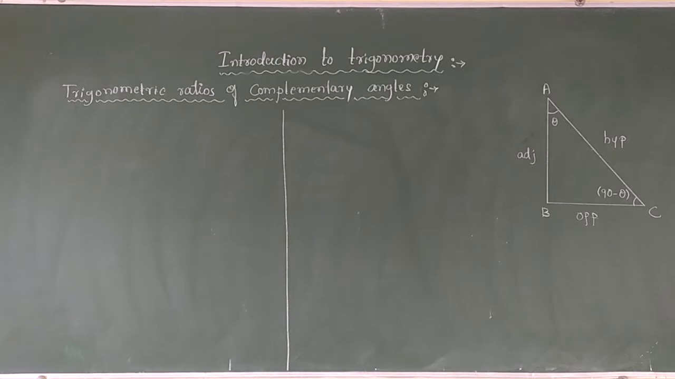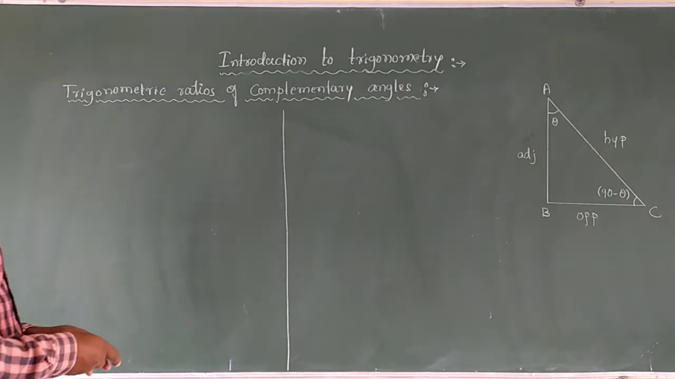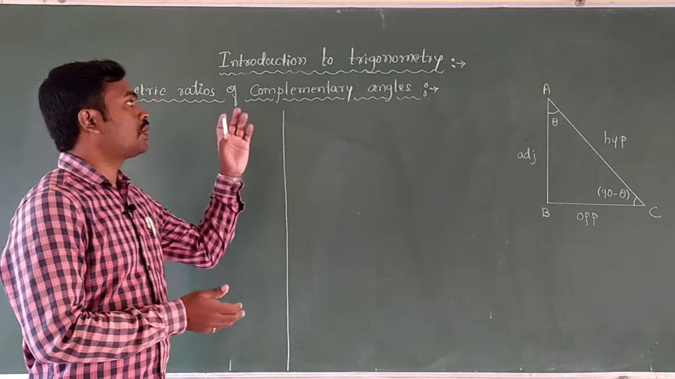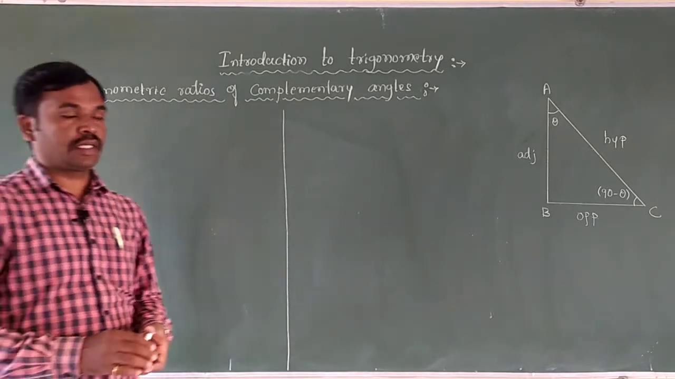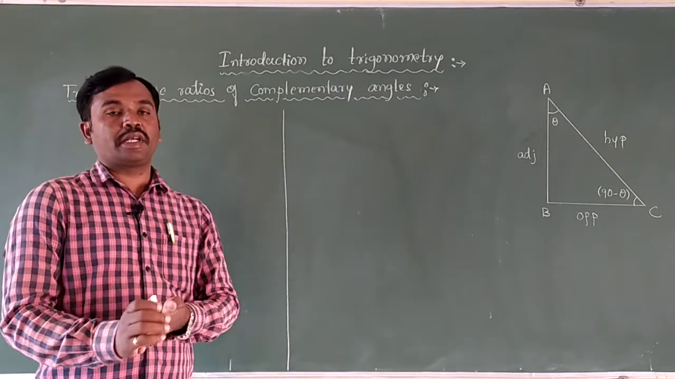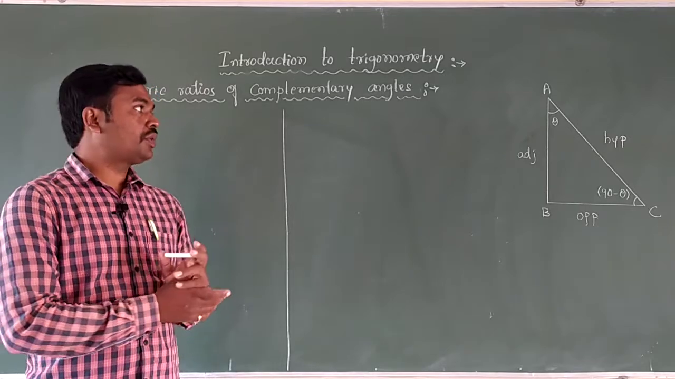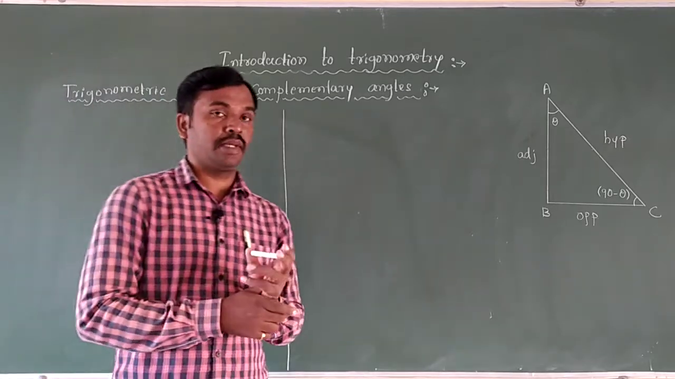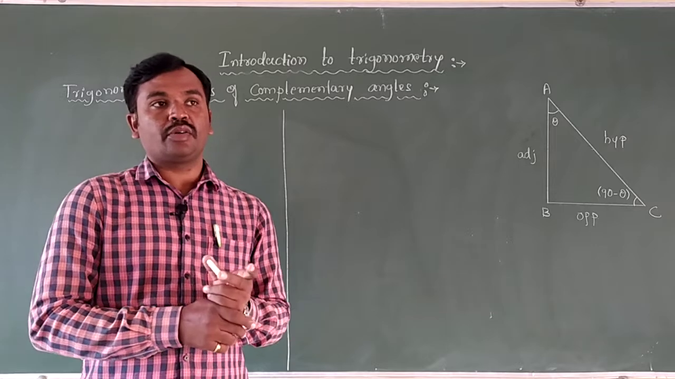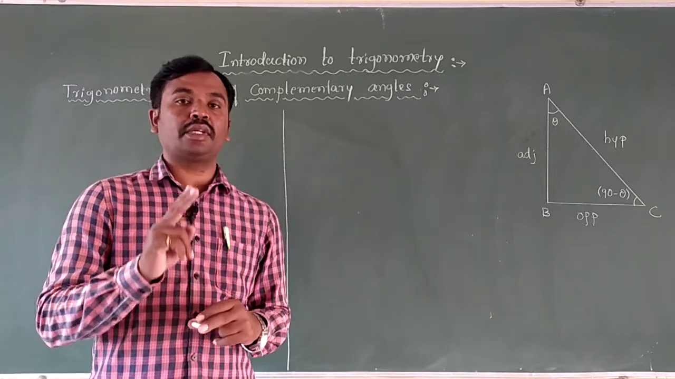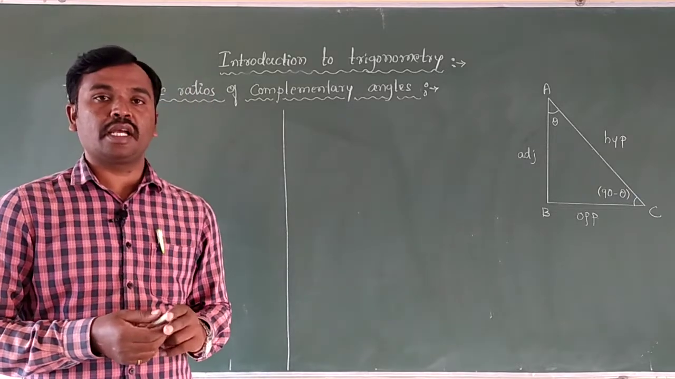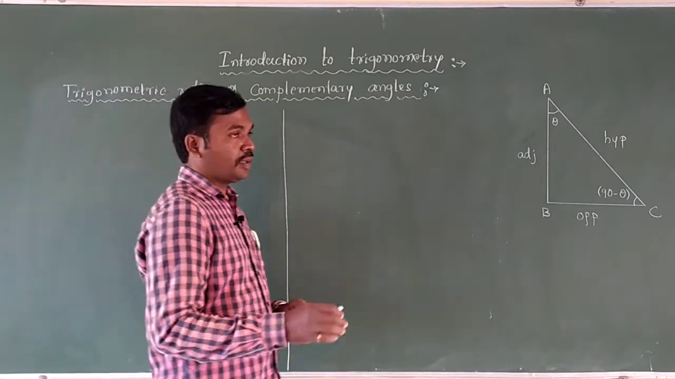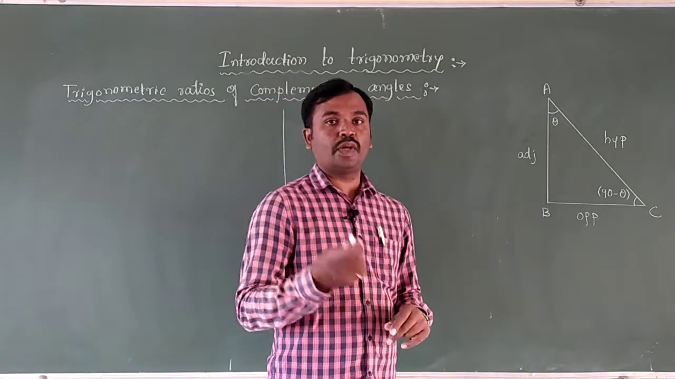Hello children. Again, let us discuss the concept on introduction to trigonometry, that is trigonometric ratios of complementary angles. Before going to discuss this one, let us understand what is meant by complementary angles. Complementary angles means the sum of any two angles must be equal to 90 degrees. And supplementary means the sum of any two angles is equal to 180 degrees.